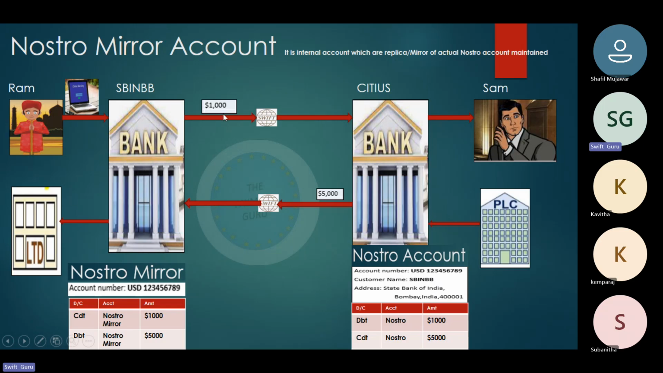If State Bank of India has sent out an instruction saying, hey, Sirius Bank, please help to credit Sam's account by debiting my $1,000, then simply what Sirius Bank will do is debit $1,000. For the second transaction, it came as a credit, so they will have credited it.